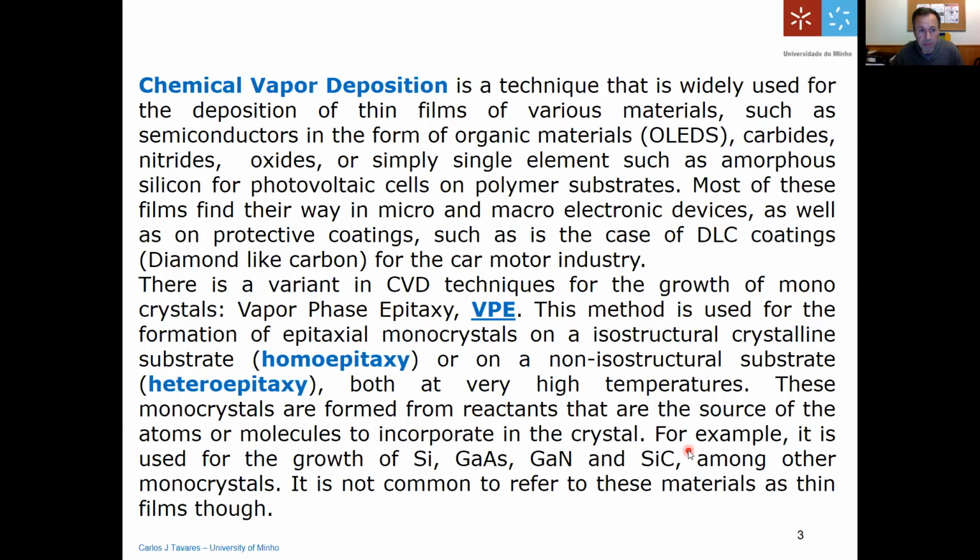So, as I mentioned before, there is a variety of CVD techniques for the growth of monocrystals, large crystals, which are very periodic and very ordered, which is called vapor phase epitaxy, VPE.